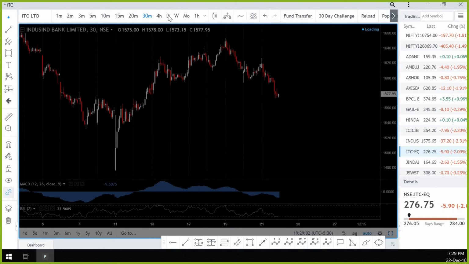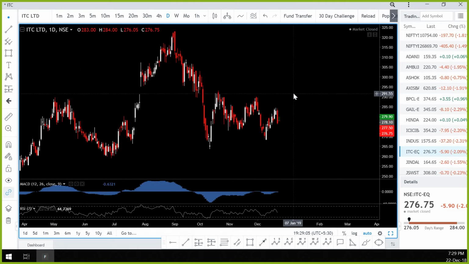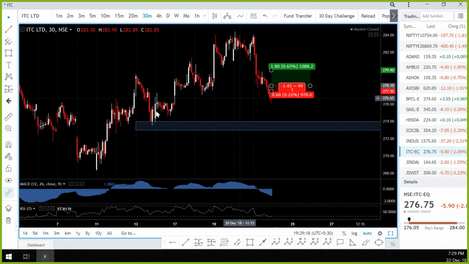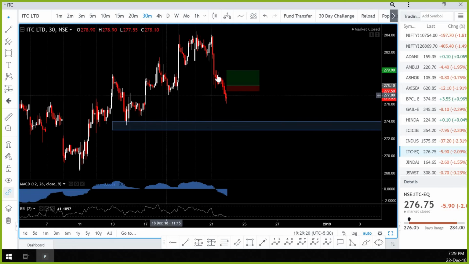ITC is also a good one, but let me check that. Yep, this is also a similar pattern. So the way this should be developed, this should be a crucial zone for this one. And if we go on a lower time frame, oh, this time we got it. So we are coming down in this zone, that's for sure. So how do we sell it?